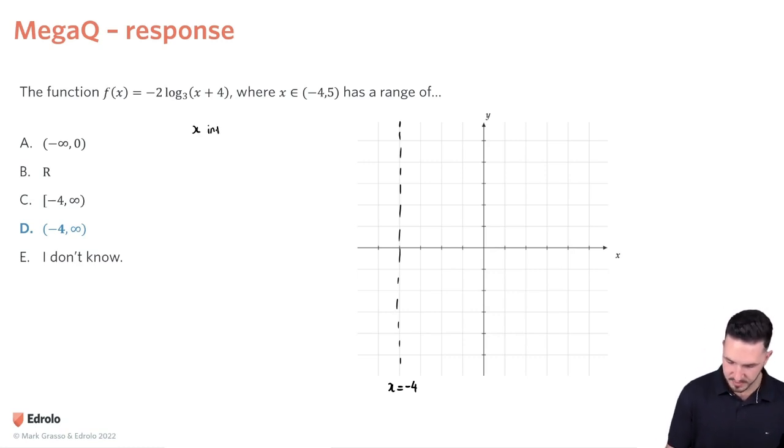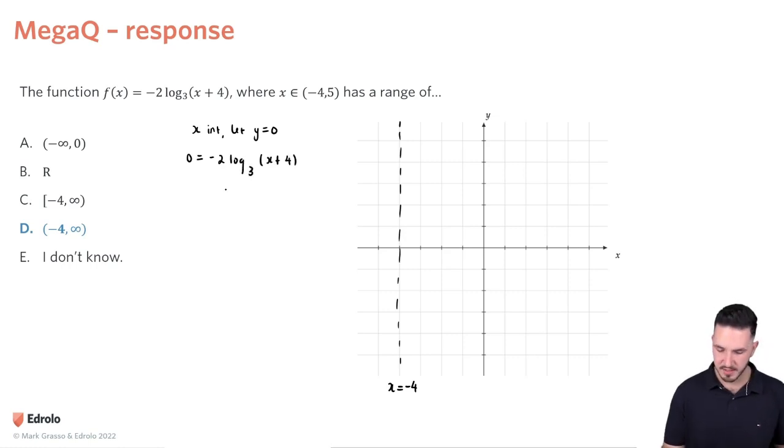For the x-intercepts, we let y equals 0, or let f of x equal 0. So we get 0 equals negative 2 log 3 of x plus 4. Divide both sides by negative 2. So it's just going to be 0 equals log 3 of x plus 4. 3 to the power of 0 is 1. So 1 equals x plus 4. Therefore, x equals negative 3. So it'll be negative 3, 0.